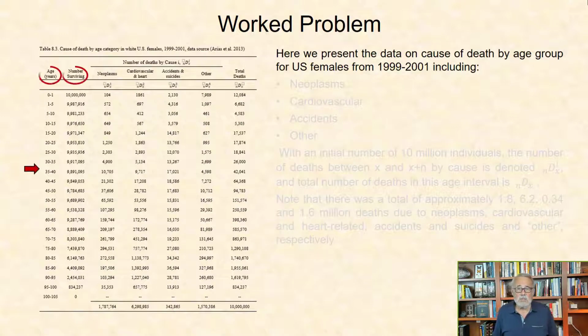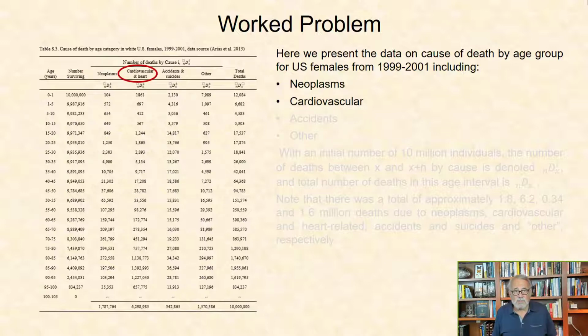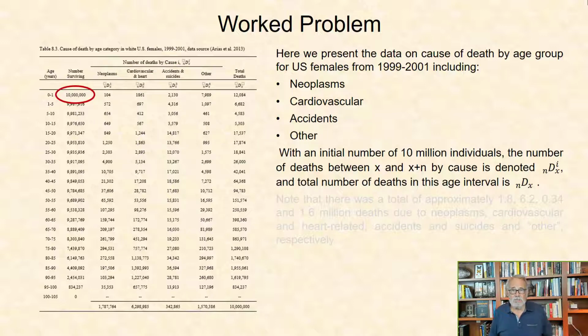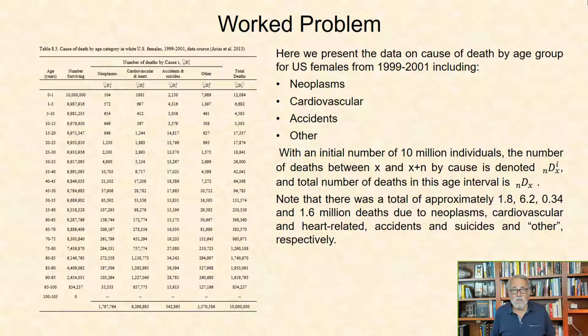Here we present the data on cause of death by age group for U.S. females from 1999 to 2001, including neoplasms, cardiovascular, accidents, and other. With an initial number of 10 million individuals, the number of deaths between x and x plus n by cause is denoted with this notation, and the total number of deaths in this age interval is given by this notation. Note that there was a total of approximately 1.8, 6.2, 0.34, and 1.6 million deaths due to neoplasms, cardiovascular and heart-related, accidents and suicides, and other, respectively.